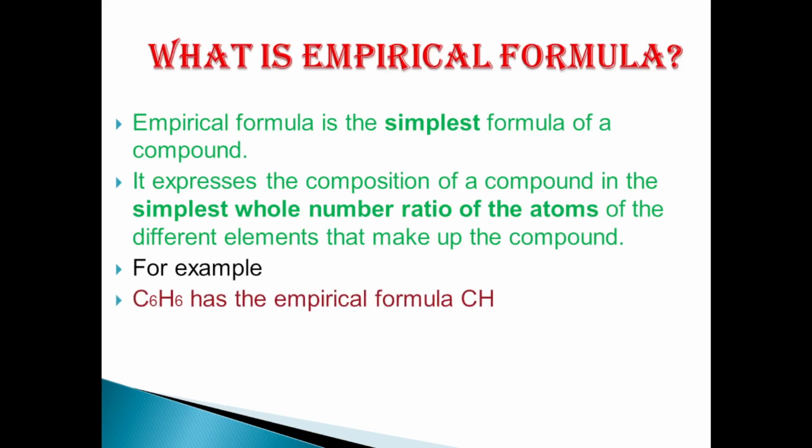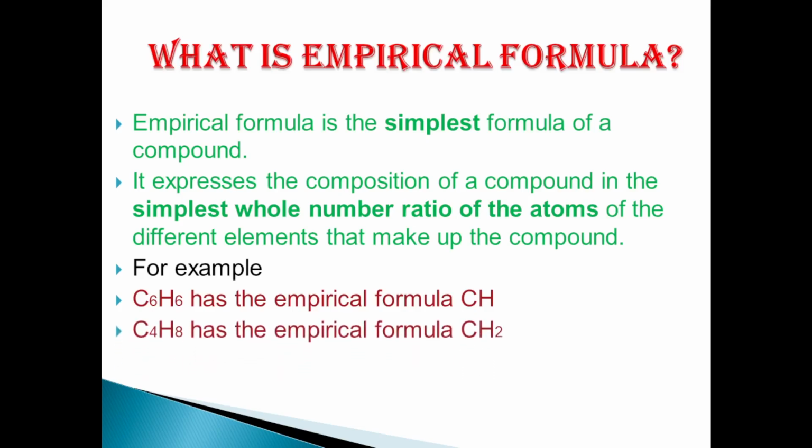For example, look at benzene with the formula C6H6. If you break it down to the simplest form, that means you are dividing by 6. So C6 divided by 6 will give you C1. H6 divided by 6 will also give you H1. And when it is 1, we don't normally write it. Therefore, the empirical formula of benzene, C6H6, is actually CH. Are you okay with that?